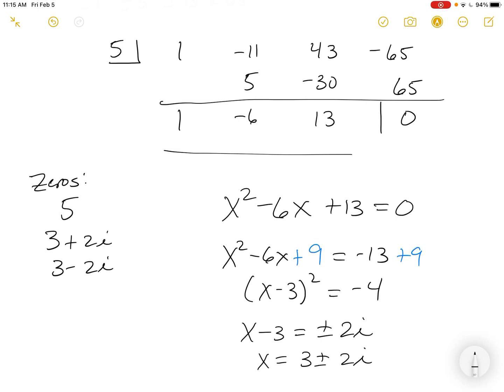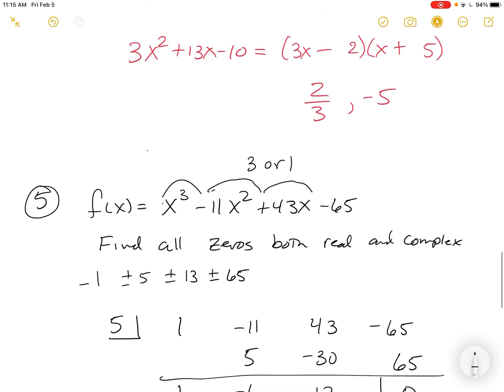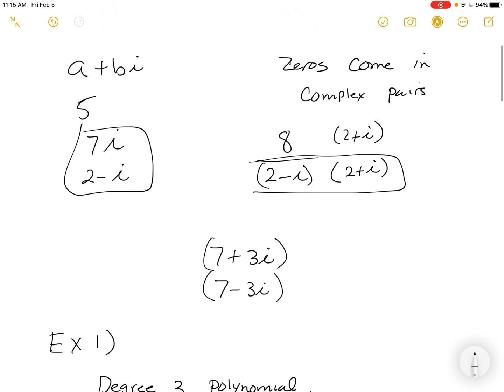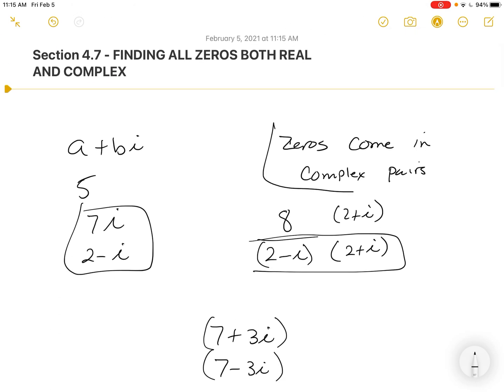So that's awesome. This is the type of work that you're doing in 4.7. Should be good. It's going to tie in the 4.6 ideas as well as the whole idea of conjugates. The biggest thing to remember that we've used consistently throughout all the examples is what I wrote up here. Zeros come in complex pairs. So if there is an imaginary one, it'll have its conjugate as its complex pair.